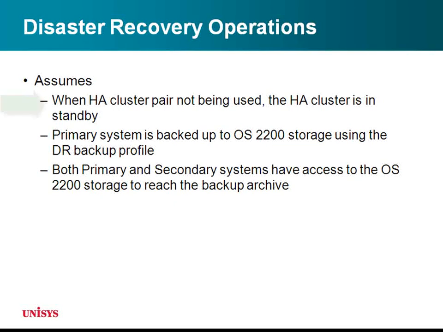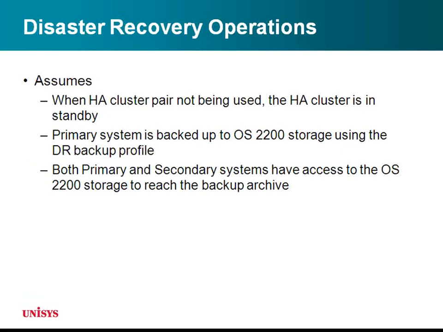The primary system is backed up to the OS 2200 storage using the DR backup profile. The DR backup profile gathers just the files it needs for disaster recovery operations. It also has some post-backup operations which put the cluster in the correct state so that you can easily get back to your primary system when needed. Again, this assumes that both the primary and the secondary systems have access to the OS 2200 storage so that both systems can reach the backup archive.